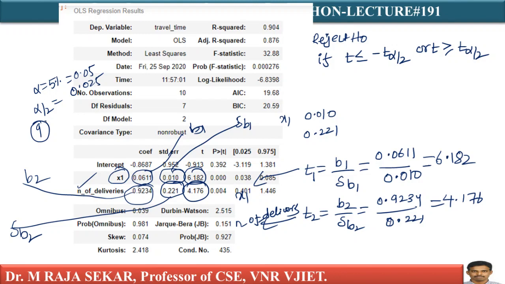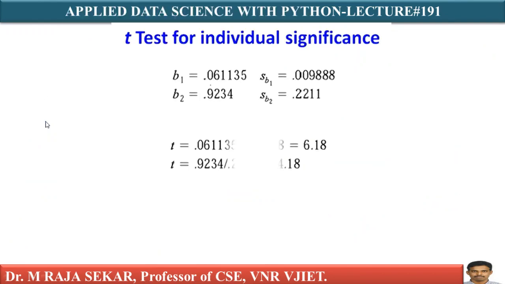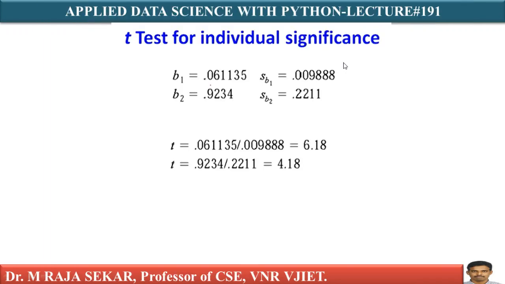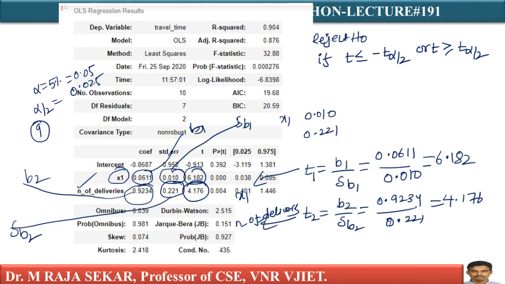I must check the t distribution table. What is my t distribution table? Just check here at n minus 1, 9 degrees of freedom, and 0.025. Alpha is 0.05, and 0.05 by 2 means 0.025. This is your tabulated value, 2.262. Therefore, what is my t alpha by 2 value? 2.262.